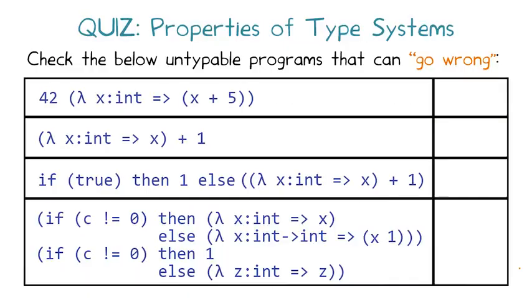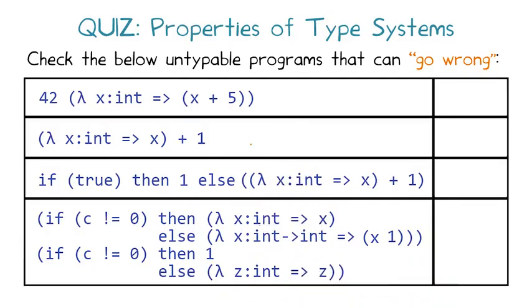We saw that type systems are sound in that well-typed programs do not go wrong in any execution. But type systems are incomplete. That is, untypable programs do not necessarily go wrong in some execution. Let's wrap up our discussion of the properties of type systems with a quiz that illustrates the incompleteness of the type system we designed for our simple language.